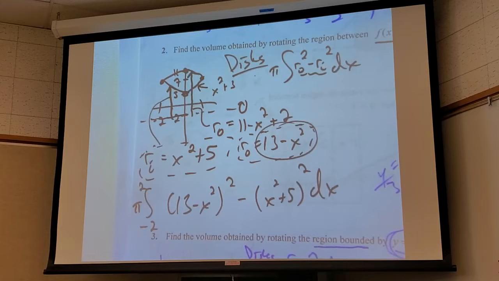And then that is where I'm going to stop, because you should be able to FOIL and then integrate. It's just a polynomial and then plug in the numbers. Is anybody upset that I'm stopping there?